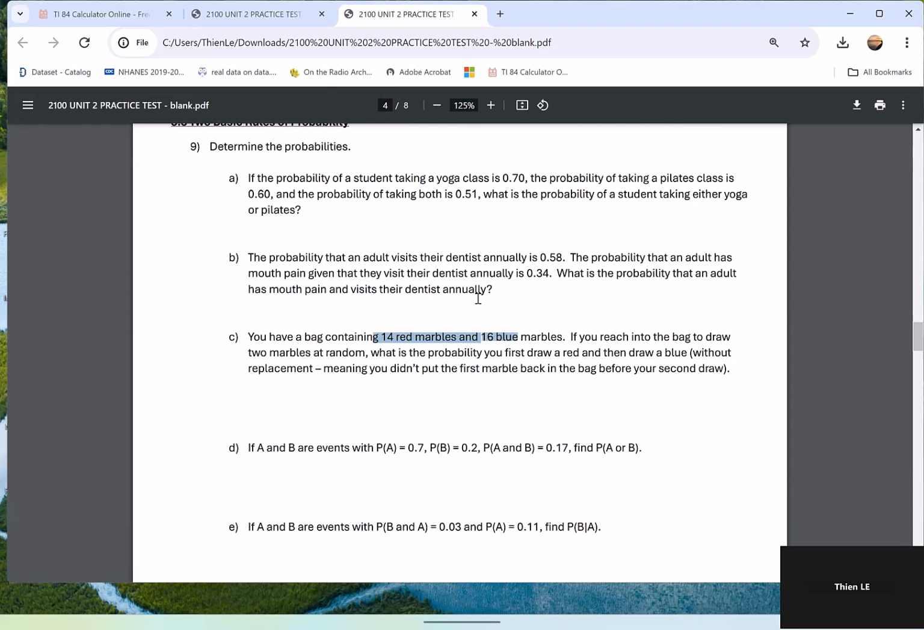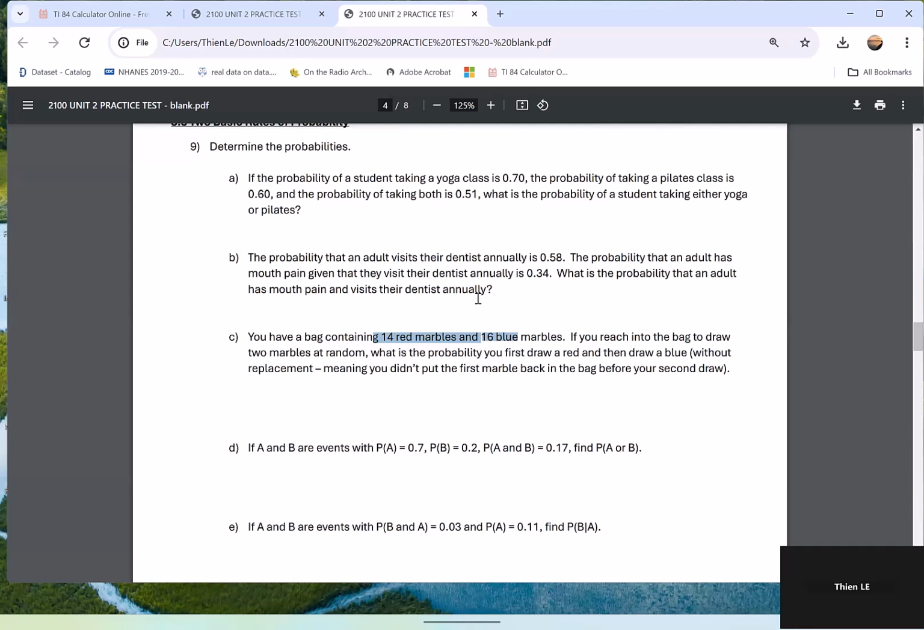If A and B are events, P(A and B) equals 0.03 and P(A) equals 0.11, find P(B given A). So this is just the conditional probability. It's another version of the multiplication rule when you switch one term to the other side. So P(B given A) equals P(A and B) divided by P(A). Very straightforward, you just plug in.